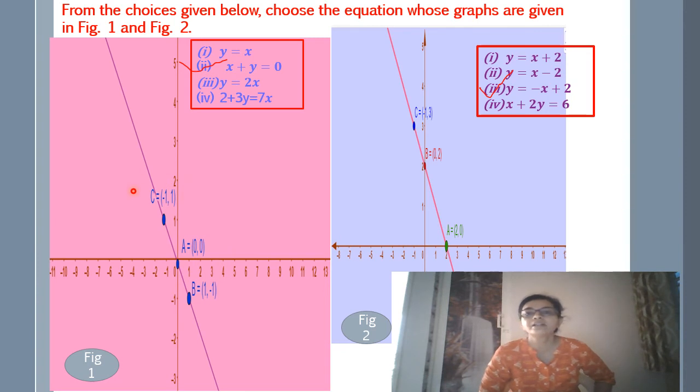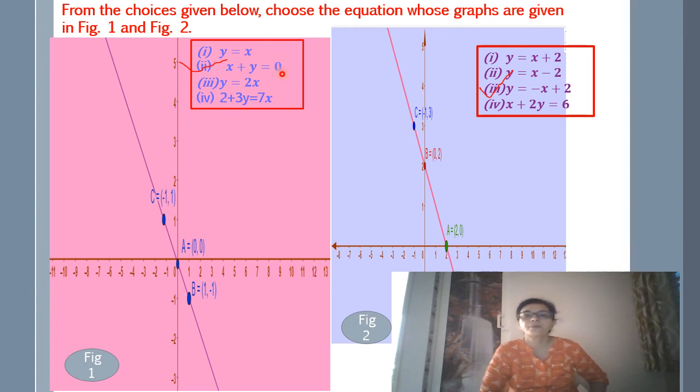When I am checking y is equal to x with point C, I am replacing x with minus 1 and y with 1. Then what do I get? 1 is not equal to minus 1. Hence, this equation is not working with our graph because 1 and minus 1 are not equal. So we are rejecting equation 1. We are moving to equation 2.